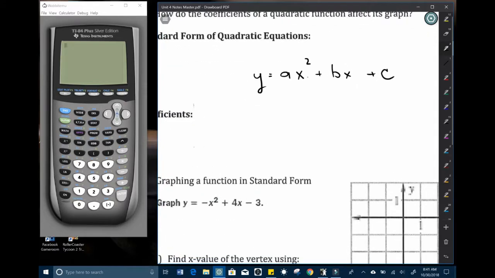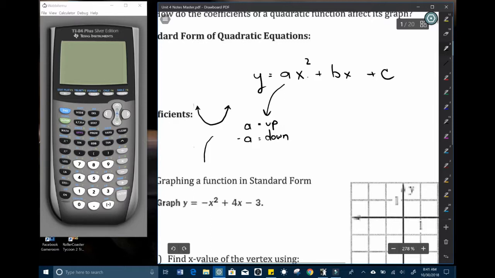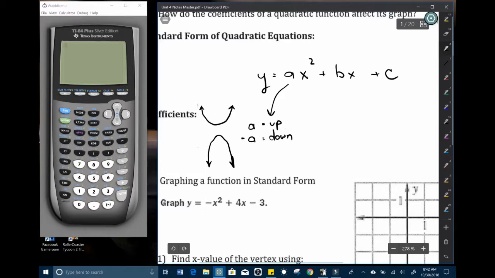So a is just like before. It's going to tell us if the graph is opening up or down. If a is positive, it's going upwards. If a is negative, it's going to be opening downwards. An upward quadratic looks like this, and a downward one looks like this. So a is just up or down. If it's negative, it's down. Pretty straightforward.